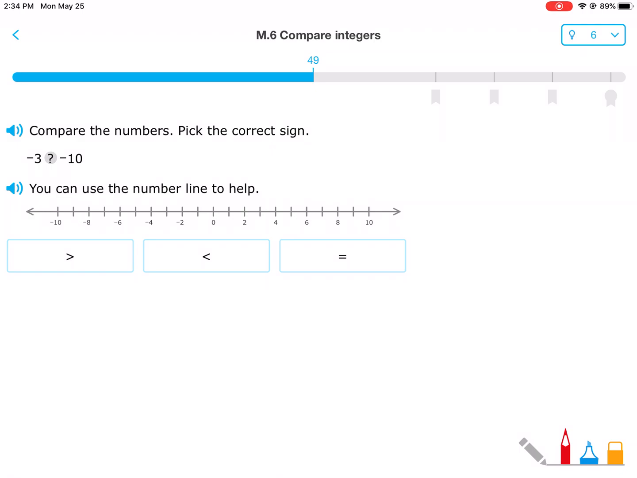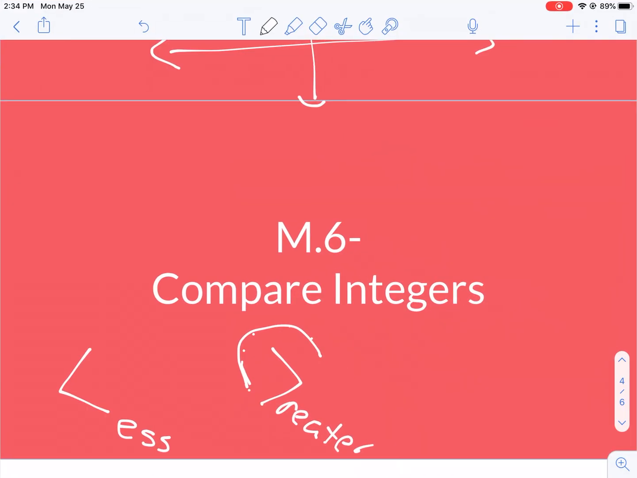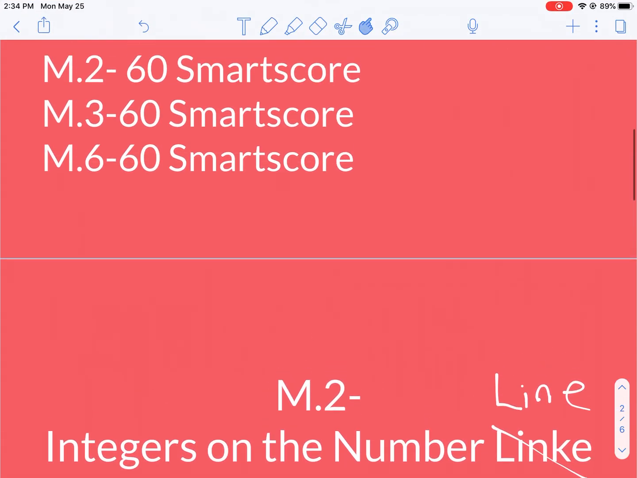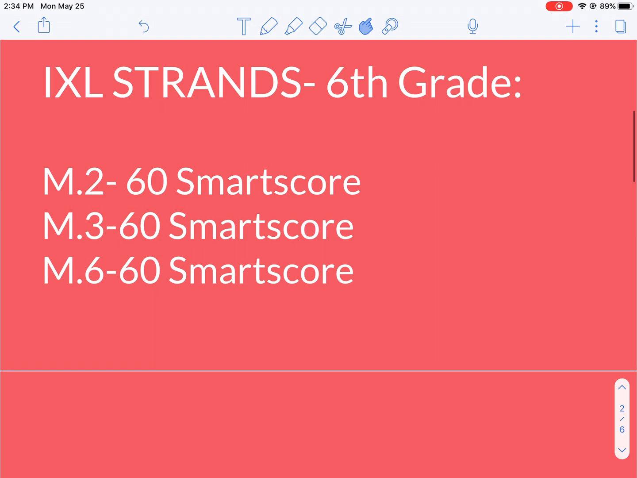So, again, if you go back here, your strands today are M.2, M.3, M.6, 60 SMART score. When you're finished, you are all set with your math for the day. Also make sure that you got that assessment 1 and assessment 2 done from prior weeks.